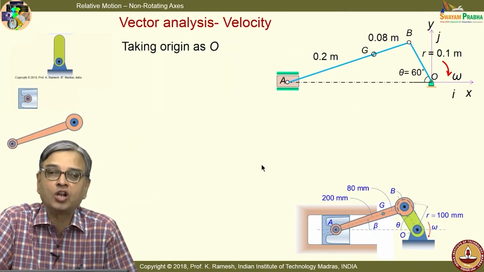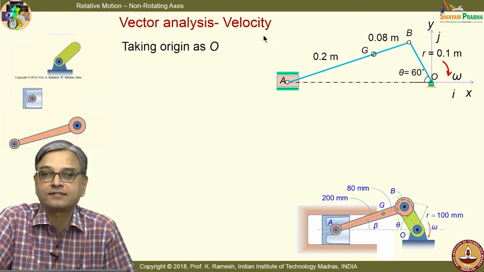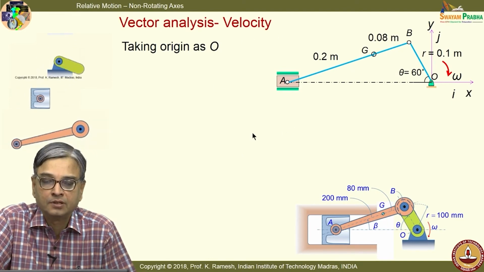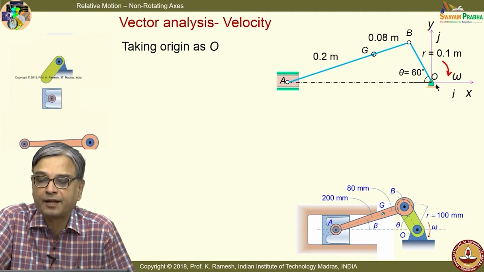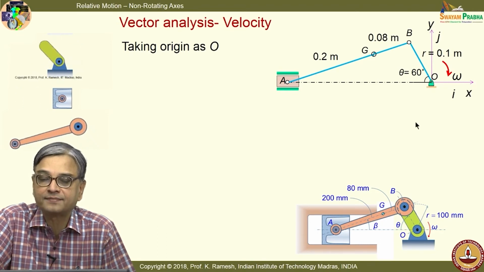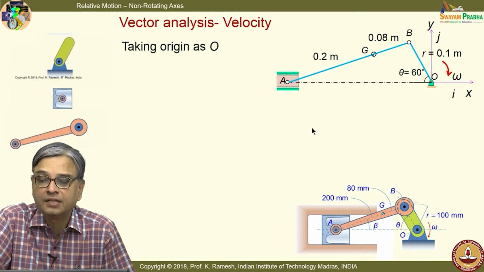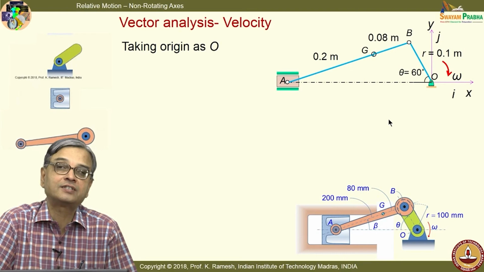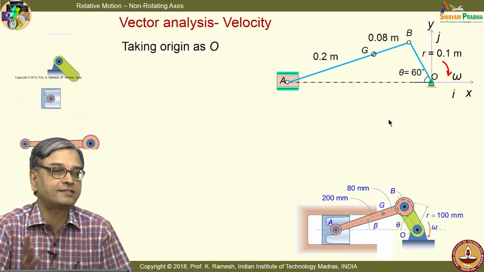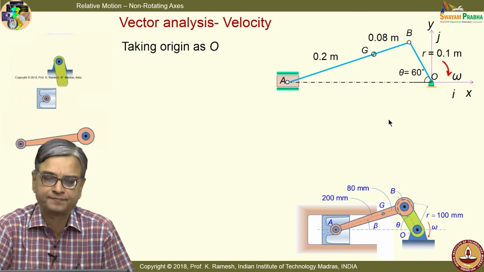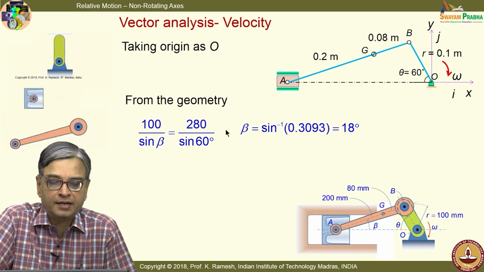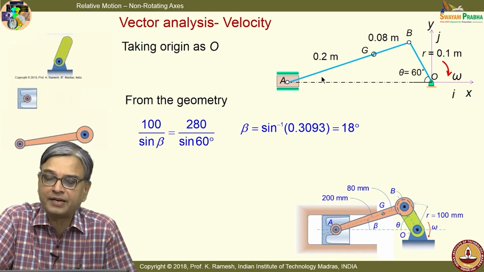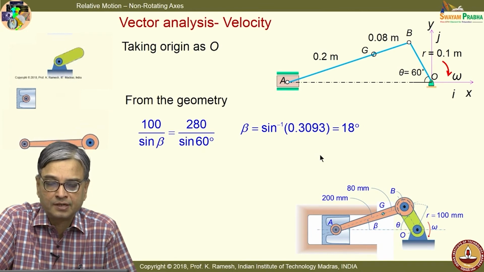Now, let us again solve this problem through vector analysis. So, we will take origin as at point O. I have put the positive x axis like this, positive y axis like this, all the other quantities are put, and you have to find out the position vectors very carefully with respect to this coordinate system, whatever the coordinate system that you take. And we have already determined the angle beta from the previous analysis.